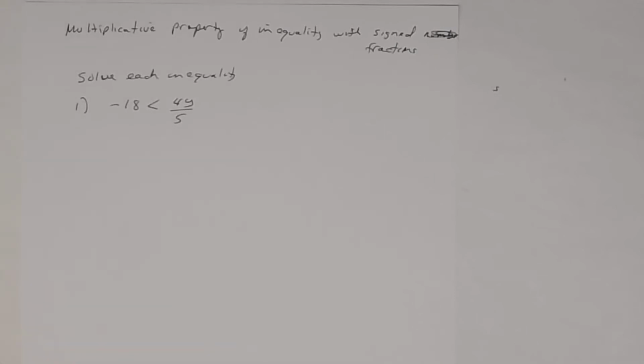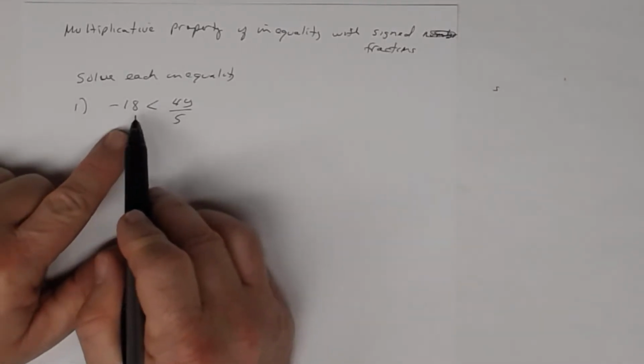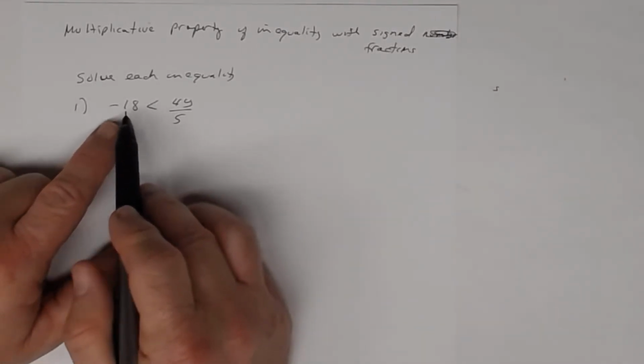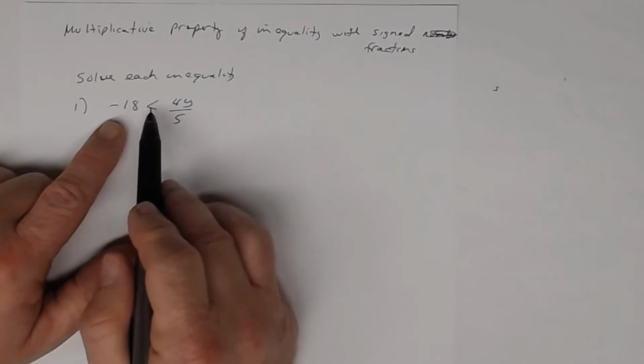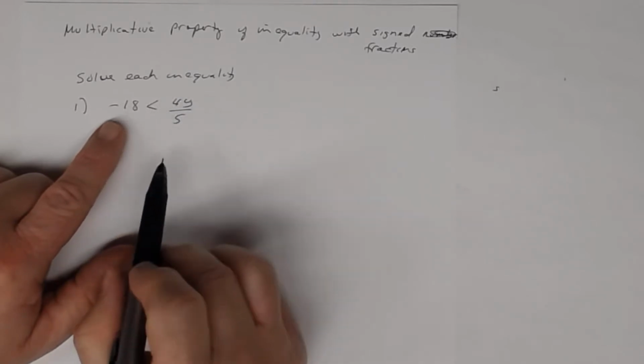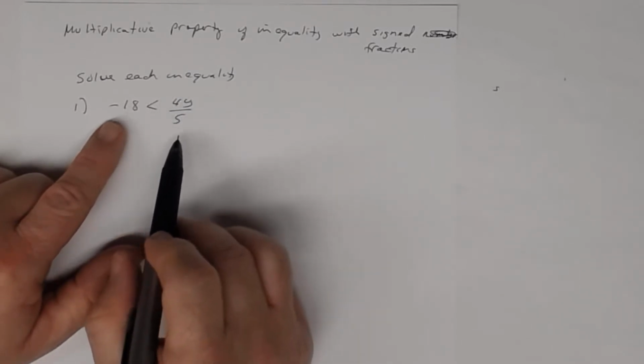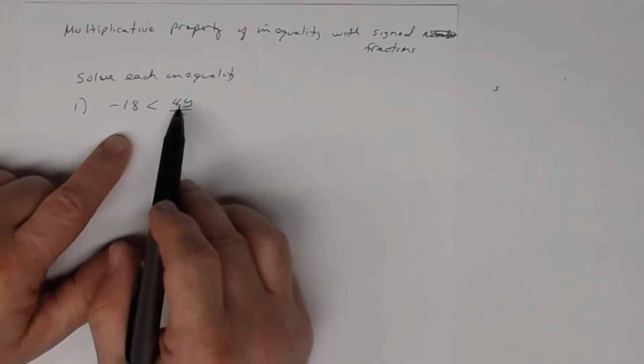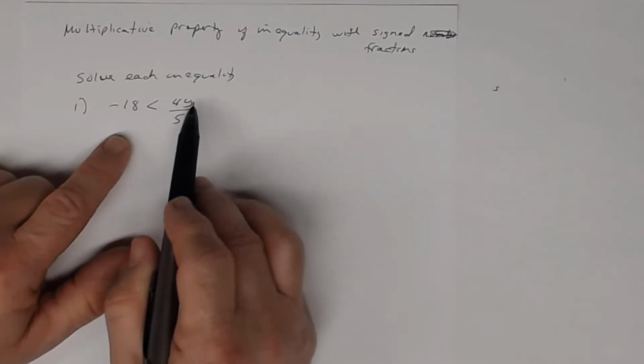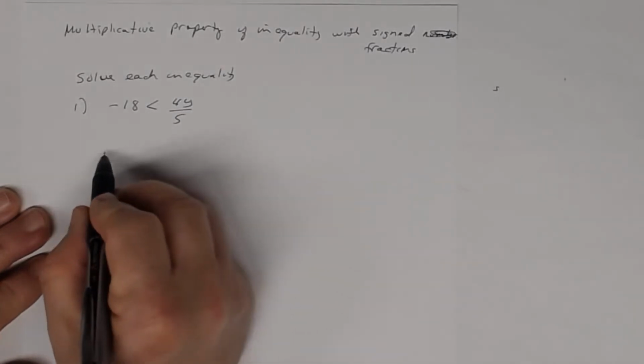Okay, so this lesson discusses the multiplicative property of inequality with signed fractions. And so you want to solve each inequality. Now notice when you read this inequality right here, it's read as negative 18 is less than 4y divided by 5. And so what you may want to do first is rewrite this variable expression, you may want to write it like this.